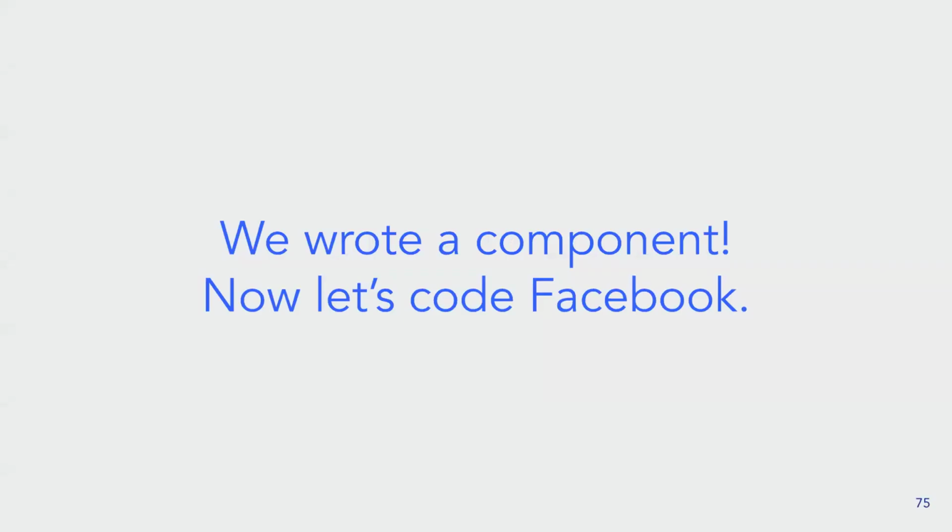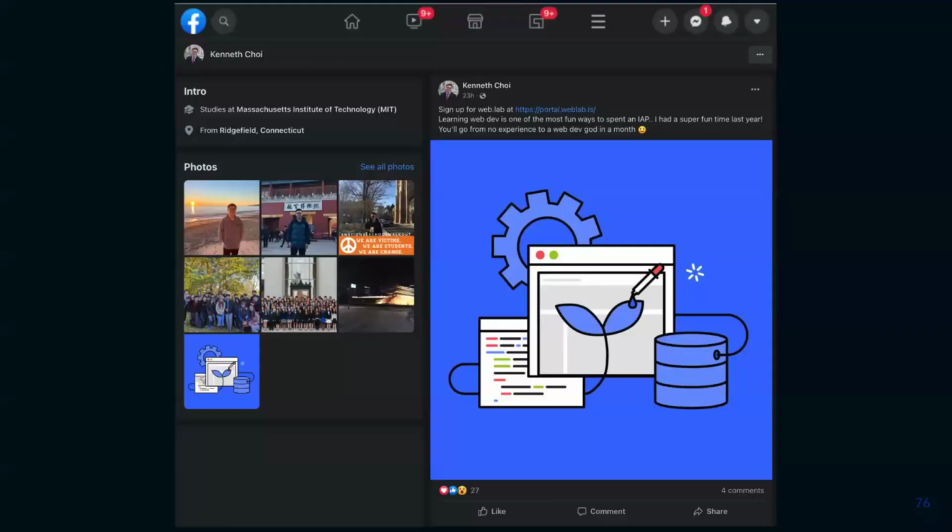So we wrote a component, and now let's try to code Facebook. So can anyone tell me, in this Facebook profile, what are some of the components that we might want to extract out? Yep.